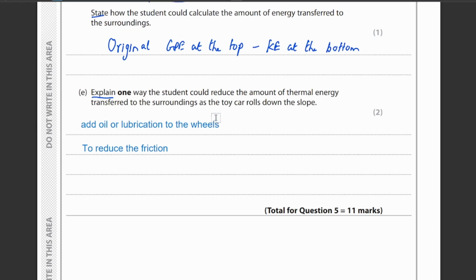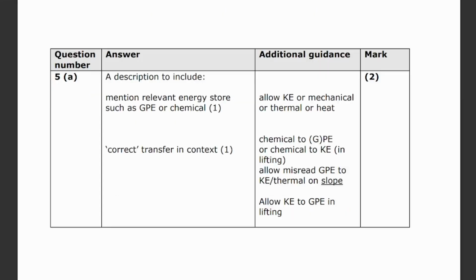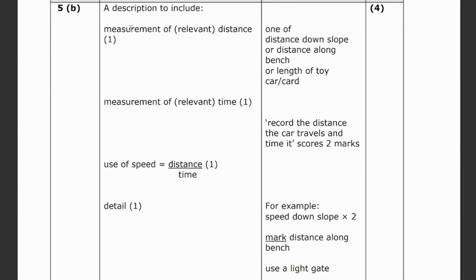So here you're implying that you're adding it to the axle, not to the bottom, the tire itself. And why are we doing this? To reduce the friction so that we don't lose any energy. Now let's have a look at the marking scheme. As you can see here, they're asking you to find mentioned relevant energy stores such as GPE or chemical, and the correct context is basically to identify the direction. 5B, measure of relevant distance, measure of relevant time, use of speed, and the detail.